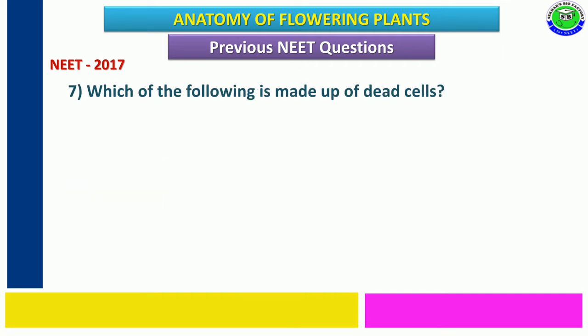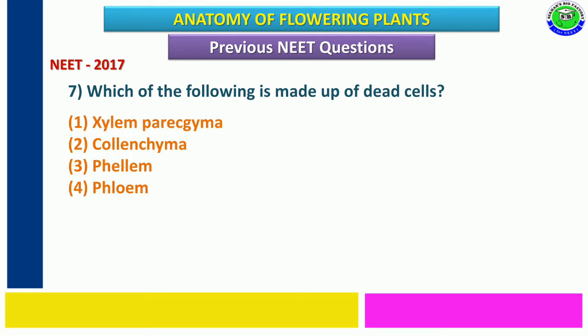Question number 7. Which of the following is made up of dead cells? The first option xylem parenchyma, second option collenchyma, third option phellem, and fourth option phloem. In this, the correct answer is the third option. Phellem is a dead suberized tissue formed from outside of the cork cambium ring. The phellem is also called cork. It is the dead cell, but the remaining xylem parenchyma, collenchyma and phloem are living cells.